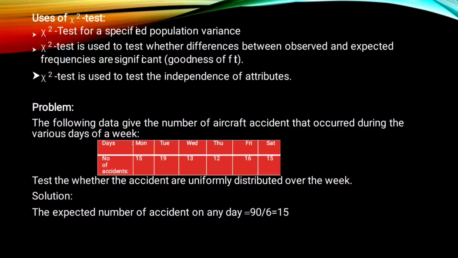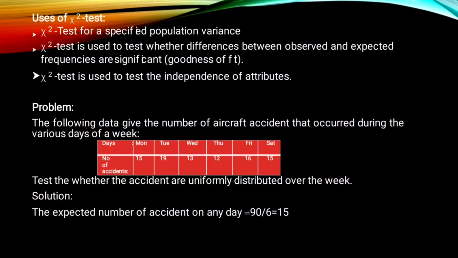Uses of chi-square test. Chi-square test for a specified population variance. Chi-square test is used to test whether difference between observed and expected frequencies are significant. Next one, chi-square test is used to test the independence of attributes. First, let us see a problem.